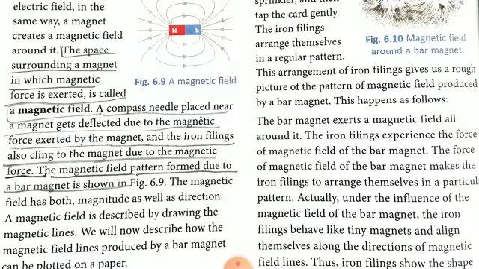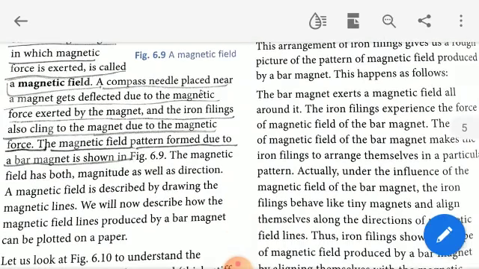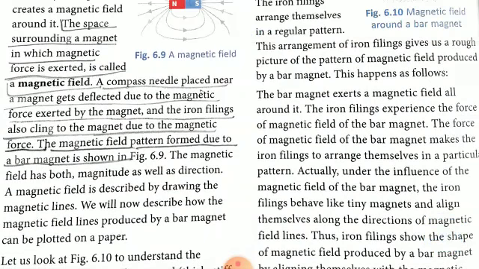The bar magnet exerts a magnetic field all around it. The iron filings experience the force of the magnetic field of the bar magnet. The magnetic material, or you can say the iron filings you put on the paper, experience a force from the magnetic field of the bar magnet. The force of the magnetic field of the bar magnet makes the iron filings arrange themselves in a particular pattern. Actually, under the influence of the magnetic field of the bar magnet, the iron filings behave like tiny magnets and align themselves along the direction of the magnetic field lines.